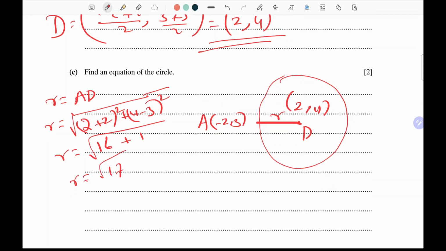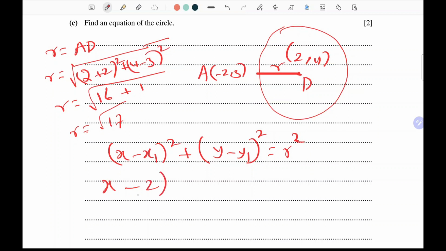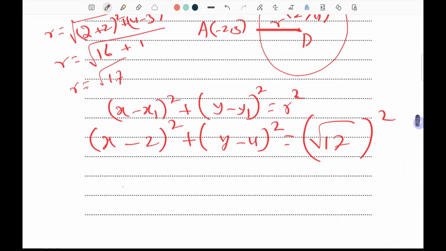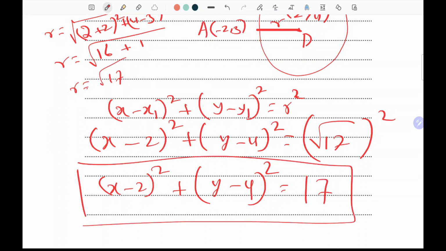Okay. So students, now we know that the equation of a circle is x minus x1 whole square plus y minus y1 whole square equals r square, right? So this is x minus x1, which is 2 this time. So x minus 2 whole square and y minus y1, that's 4. And the radius is root 17 whole square. So I got x minus 2 whole square plus y minus 4 whole square equals 17, right?